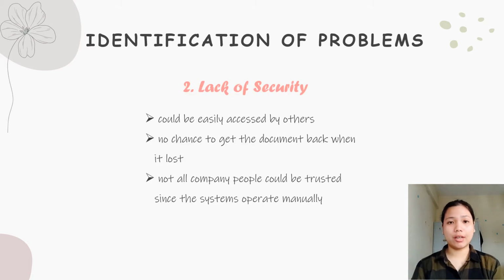Next is lack of security. Since the systems operate manually, the paper document is less secure compared to an electronic system. This is because it could be easily accessed by others, while using electronic devices is more secure since not all people could access it, as it usually contains a password. There is no chance to get the document back when they lose it. A manual confidential document is not sure to be safe, even when handled by the company people. This is because not all of them could be trusted, and there is a high risk of losing them.